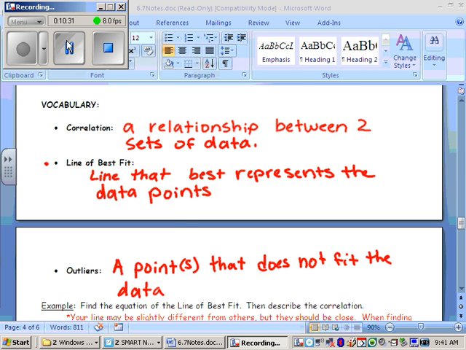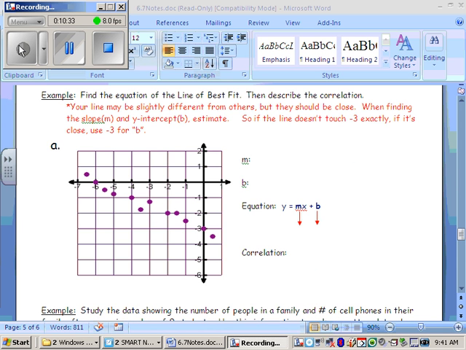Okay, so let's move below to an example. In example A, we're going to find the equation of the line of best fit, and then we're going to describe the correlation. So in order to find an equation, we need a line. So remember, our line of best fit would go through the center of the points, and we want some points below and some points above that line. So it's right through the center, or as close as we can get it.